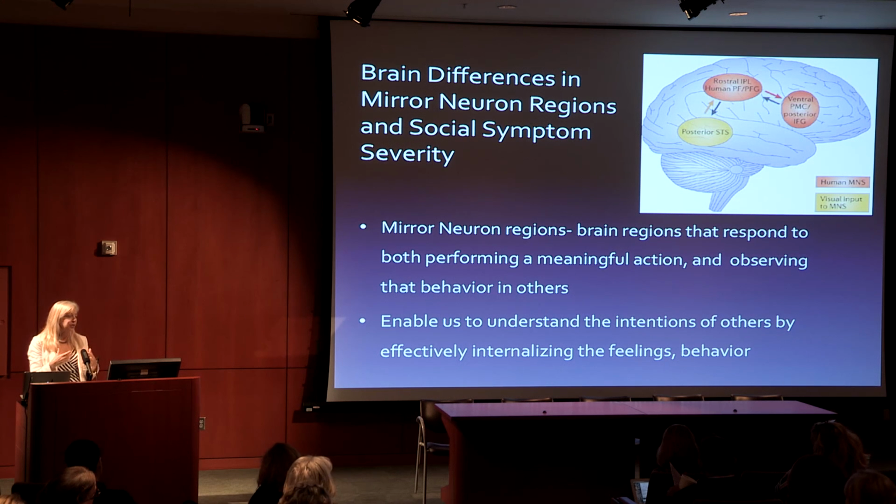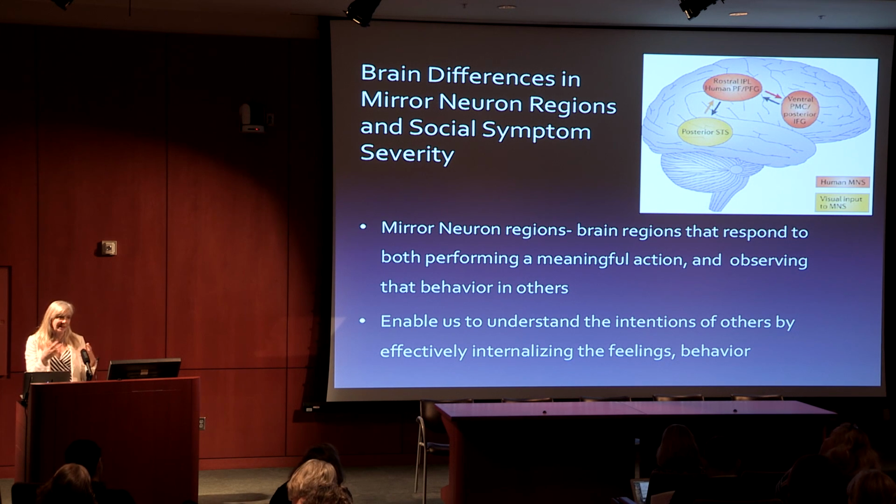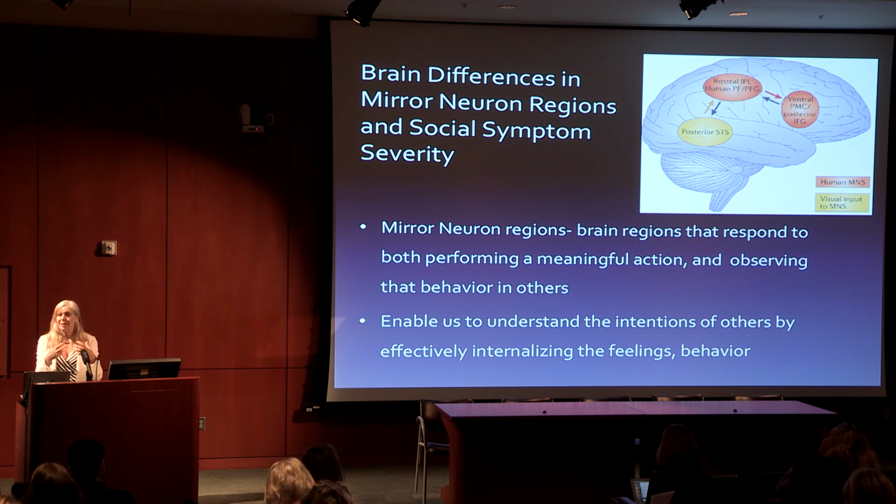It relates also to the limbic system, and it appears to be related to empathy. The better the system works, the more it seems that you can resonate with another person by understanding what they're internalizing, what they're feeling and thinking. So this is a system that helps us to understand the intentions of others by effectively mirroring what they're doing as if we're doing it ourselves.